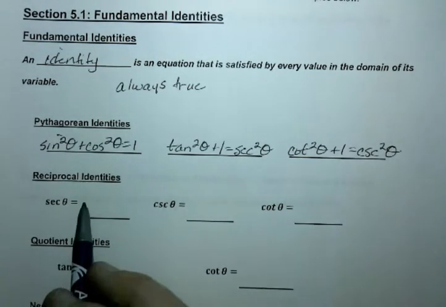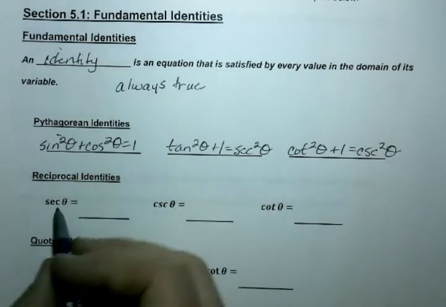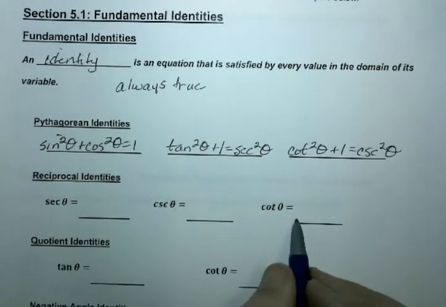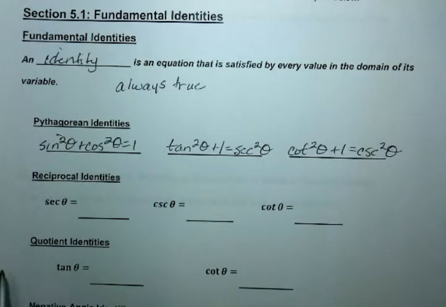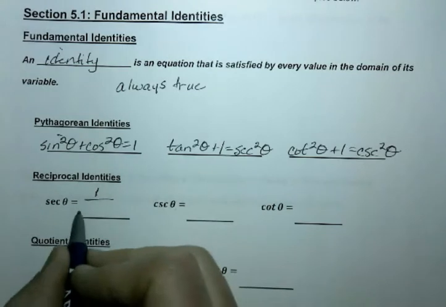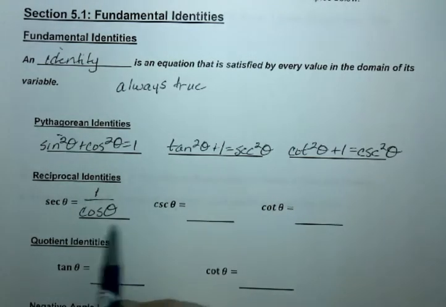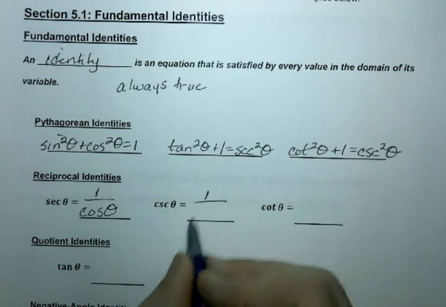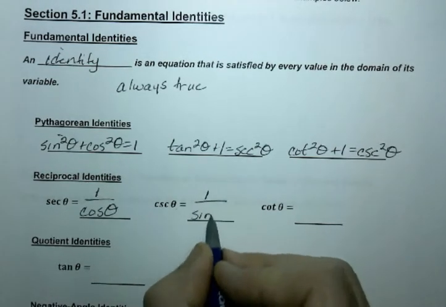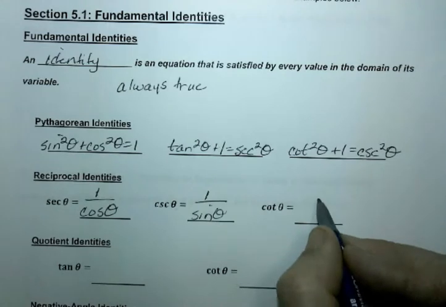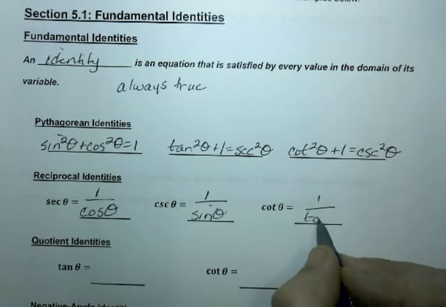The next ones are the reciprocal identities. And we just have these three. This is because in this chapter we're going to be doing a lot with rewriting things in terms of sine and cosine. So we just have the three cofunctions, and we want to look at the reciprocal identities for these three. Secant of theta is 1 over cosine theta, cosecant of theta is 1 over sine theta, and cotangent of theta is 1 over tangent of theta.